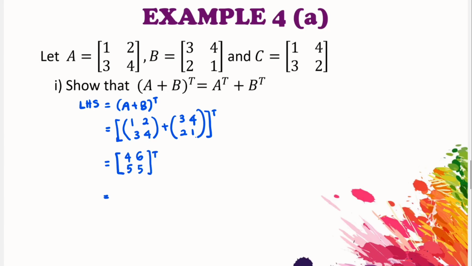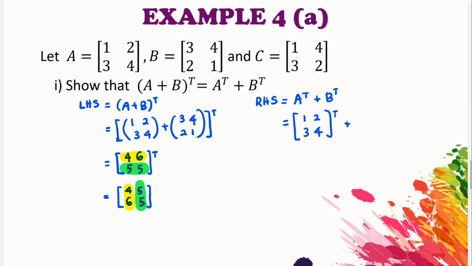And then we transpose the matrix. So 4, 6, 5, 5. Note that the first row will become the first column, and the second row will become the second column. So that is how we find the transpose of a matrix. Now let's try the right hand side. Now we transpose this matrix.